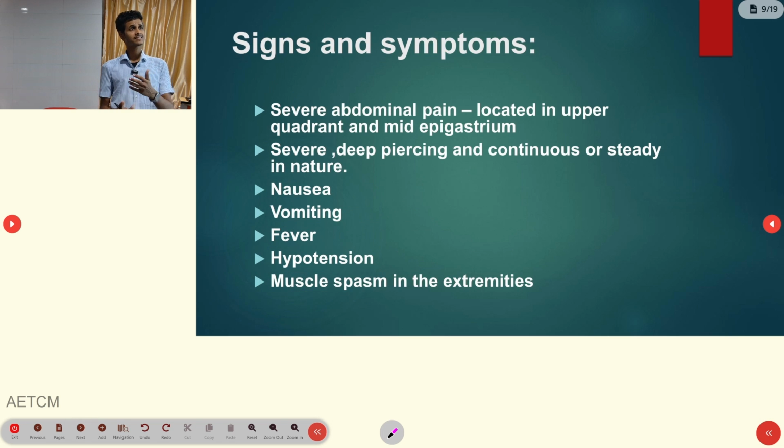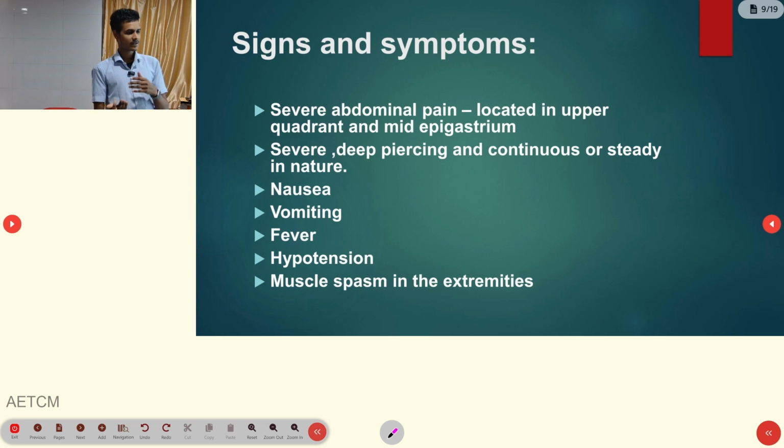And then signs and symptoms, mainly the person will present with a severe abdominal pain because of that autodigestion. Location wise, upper quadrant and then mid epigastrium. The nature of the pain will be like a severe, deep, piercing, and then continuous or steady in nature. There won't be a decrease or increase in the pain. The intensity of the pain will be like a constant, steady pain.